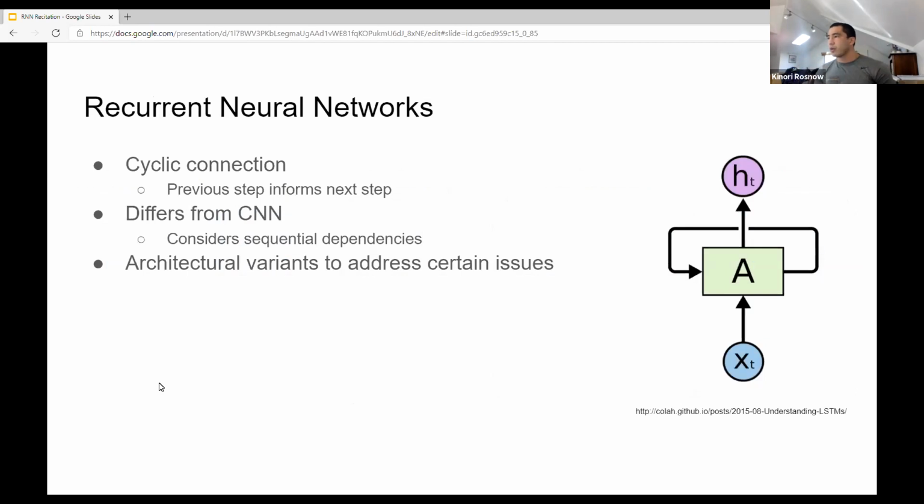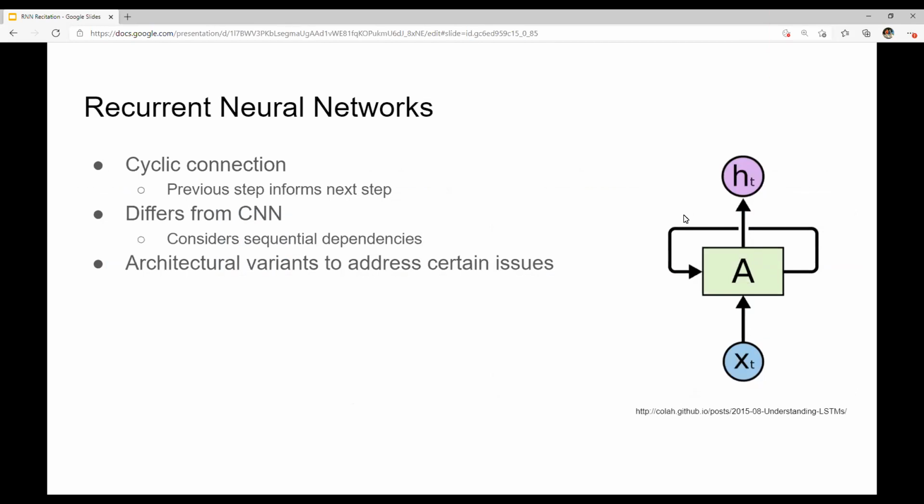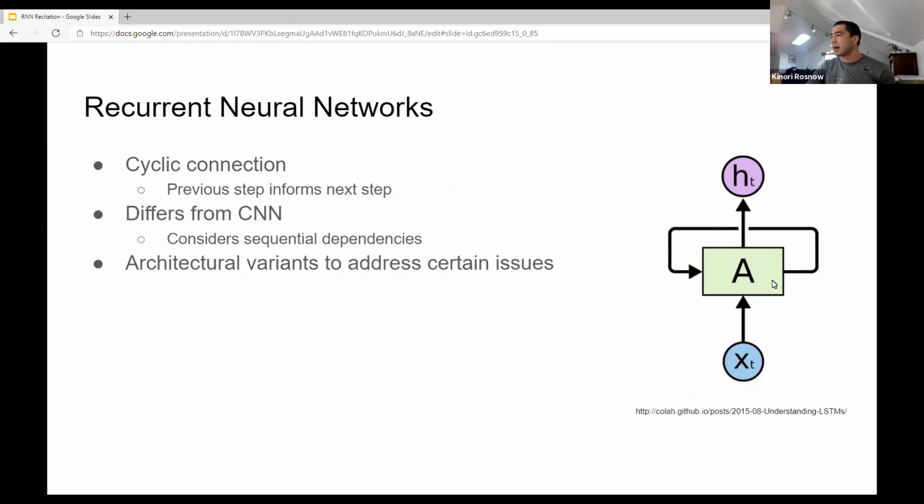So what is a recurrent neural network? I believe you guys can see my mouse. Let me know if I'm wrong. A recurrent neural network has a connection back to itself for the next time step. So every time it goes through, it takes into account the input from the previous time step, and it has this cyclic nature. That has certain properties that we'll continue to discuss. It differs from a CNN because it does have that input from the previous step or the next, depending on which direction you're going. And so it considers sequential dependence.